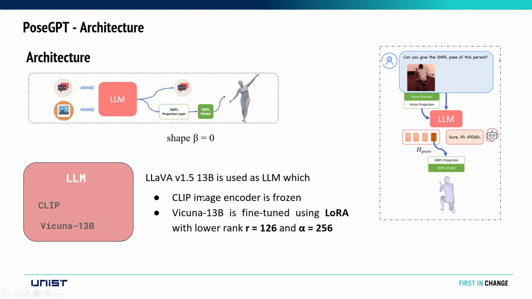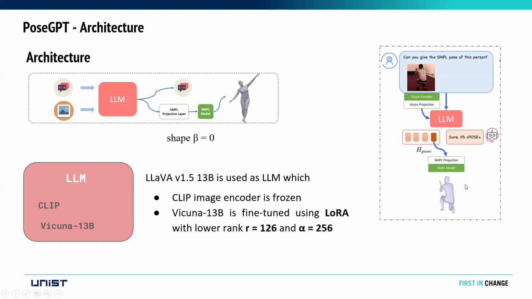And this Vicuna is frozen and fine-tuned using LoRA with a low rank equal to 128. During training, the LLM will output a sequence of text, and the last token of the output text is the pose token, which is sent to an SMPL projection to produce the pose parameters.